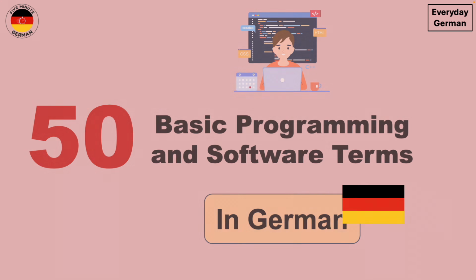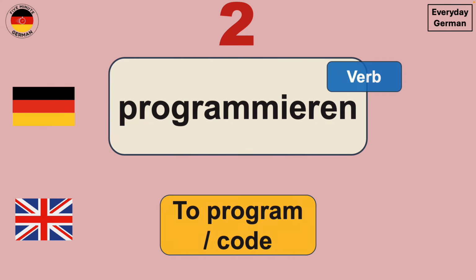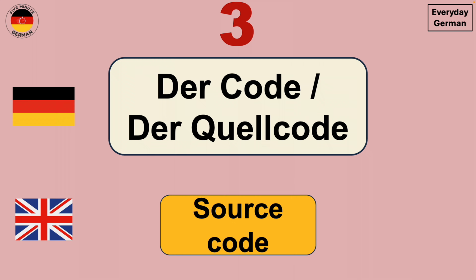So the first one is die Programmiersprache, which is the programming language. Die Programmiersprache. This could be C++, Python, Java, etc. Then we have Programmieren, which means to program or to code. This is a verb, Programmieren. After that we have der Code or der Quellcode, which is the source code.